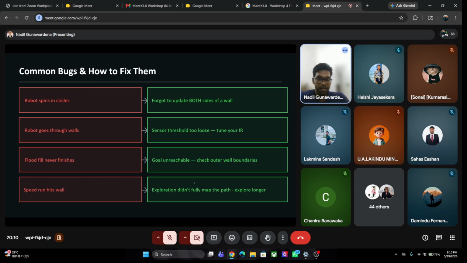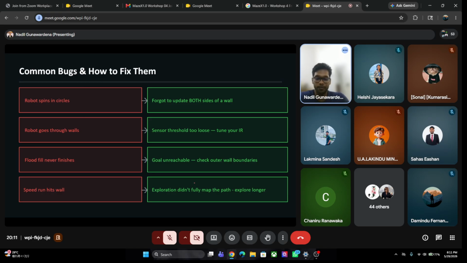Sometimes, actually, there can be errors in a maze. In a competition that I went to with my team, the maze was actually unsolvable. In that kind of scenario, flood fill will never finish, and the organizers of that event changed the maze afterwards. And the speedrun hits the wall, so that might occur because of errors in the map. So this just narrows down to mapping errors, not detecting walls, those kinds of things, and localization of the robot.